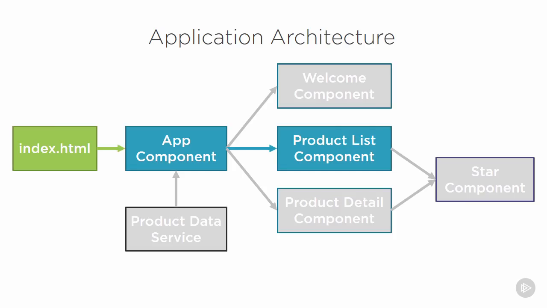In this module, we built the star component and nested it within the product list component. We can reuse this component in any other component of the application, such as the product detail component. Next up, let's check out how to build an Angular service so we won't need hard-coded product data in our component.